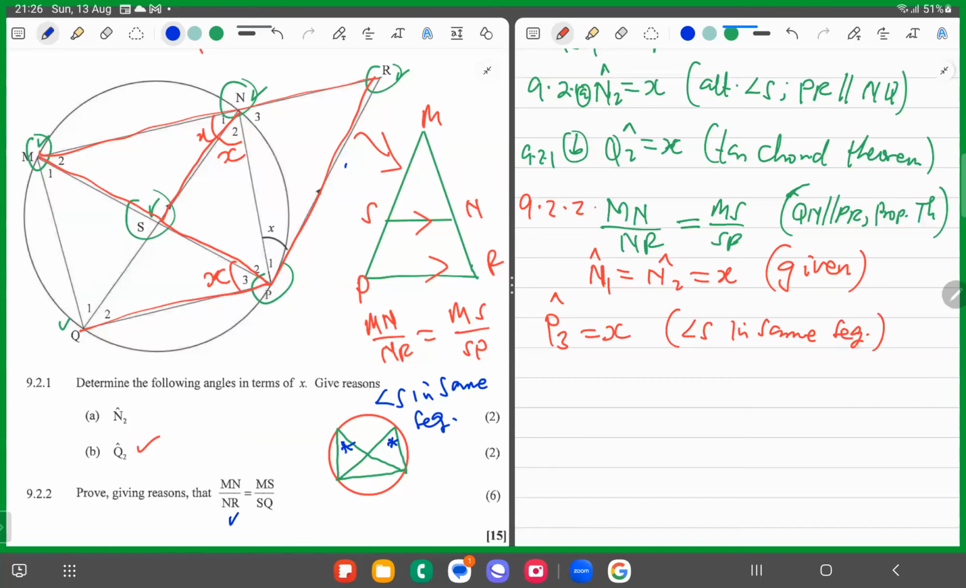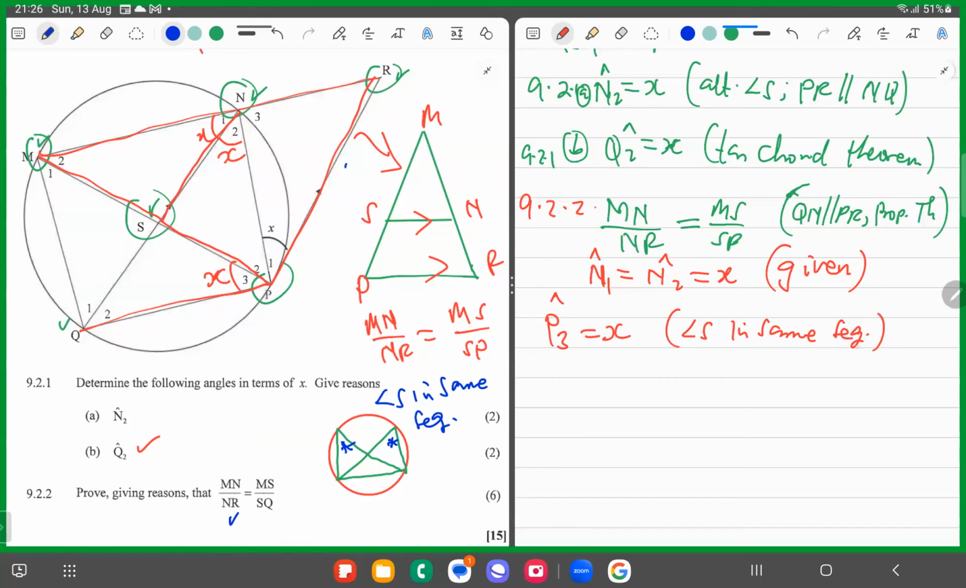Sides opposite equal angles. SQ is equal to PS. Why is SQ equal to PS? You have seen that Q2 is x and also P3 is x. So obviously we make the observation that this is the case. Therefore, SQ is equal to PS because they are sides opposite equal angles. The base angles there are equal to each other.